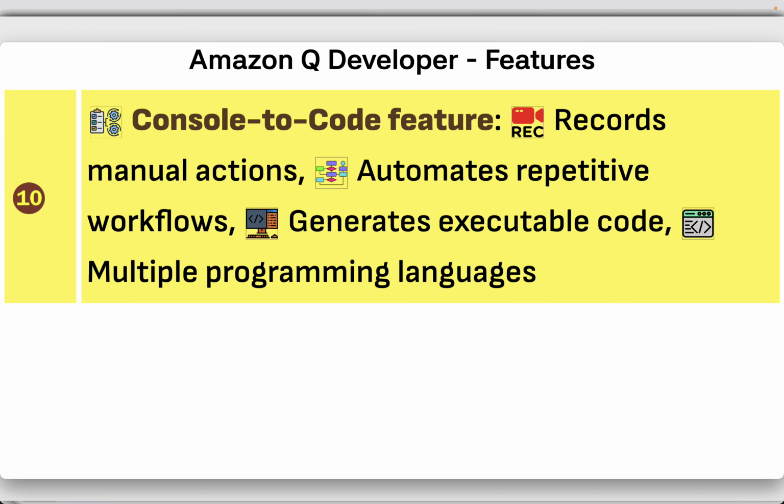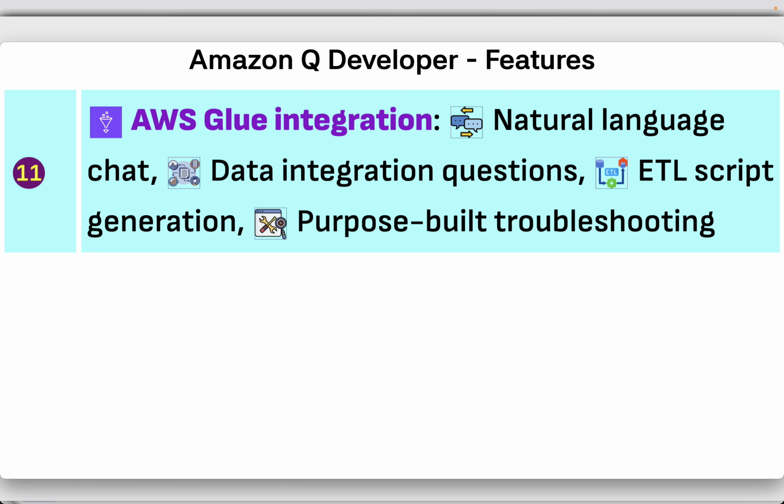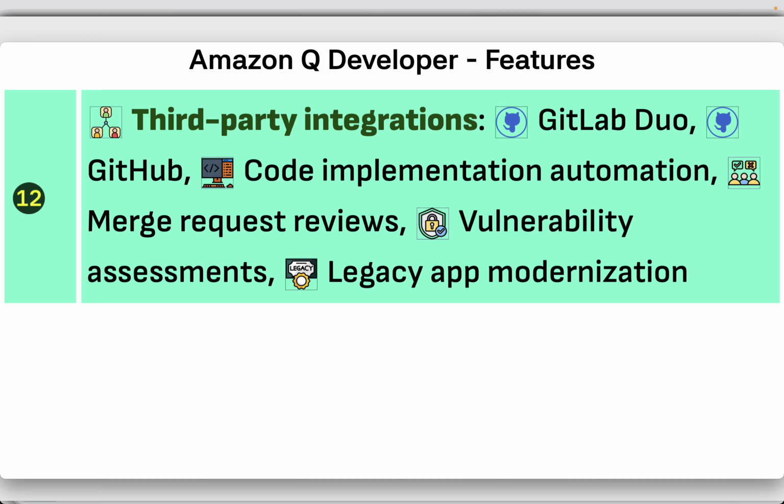Console to Code feature automates repetitive AWS workflows by recording manual actions and generating executable code in multiple programming languages. AWS Glue integration provides natural language chat for data integration questions, ETL script generation, and purpose-built troubleshooting for AWS Glue jobs. Third-party integrations include GitLab Duo and GitHub for automating software development tasks like code implementation, merge request reviews, vulnerability assessments, and legacy application modernization.